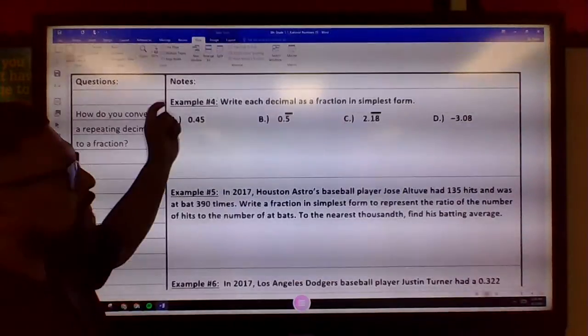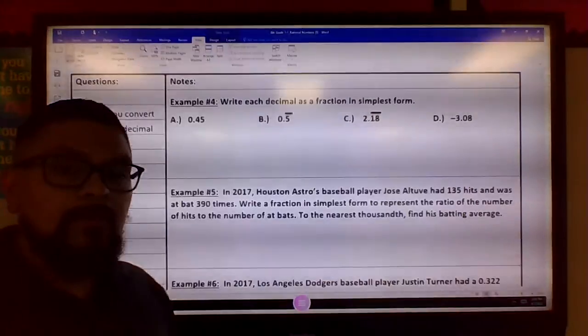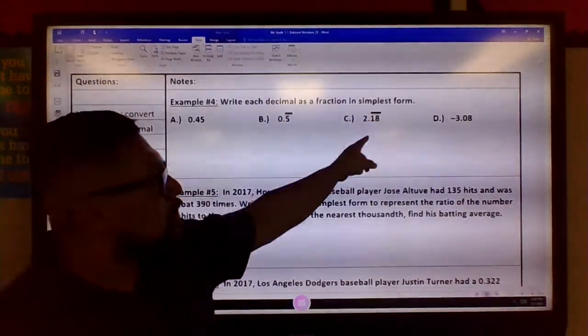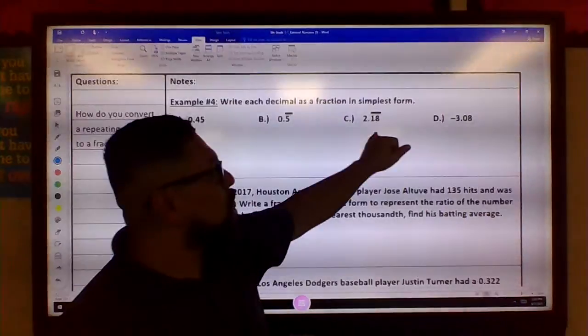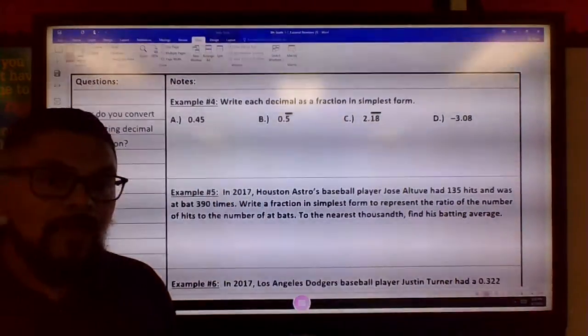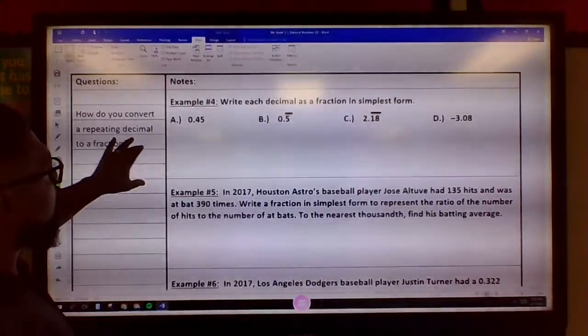Example number 4 says, write each decimal as a fraction in simplest form. So we have to change these decimals into fractions. We're going to do A and B, and then I'm going to let you do C and D by yourself. So pay attention. Here we go.